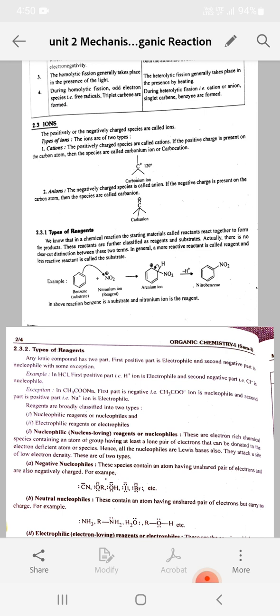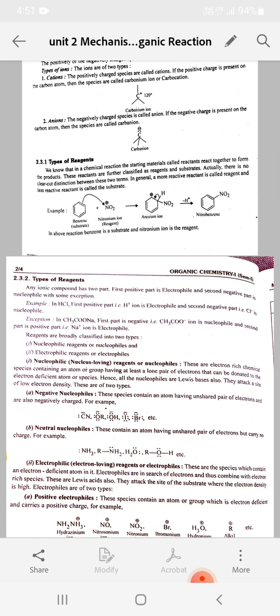Let's talk about the types of reagent. An ionic compound has two parts. Firstly, the positive part is the electrophile, and secondly, the negative part is the nucleophile, with some exceptions. For example, in HCl, the first positive part, H plus ion, is the electrophile, and the second negative part, Cl negative, is the nucleophile.